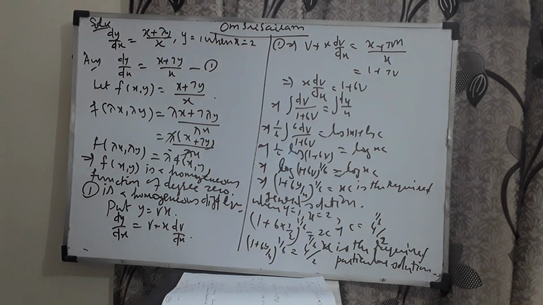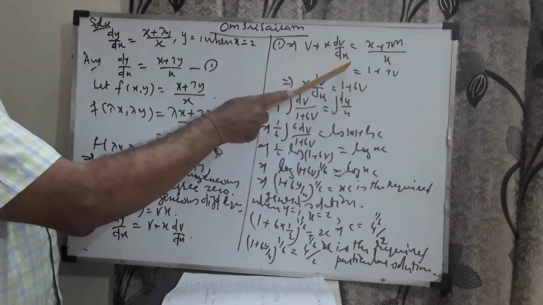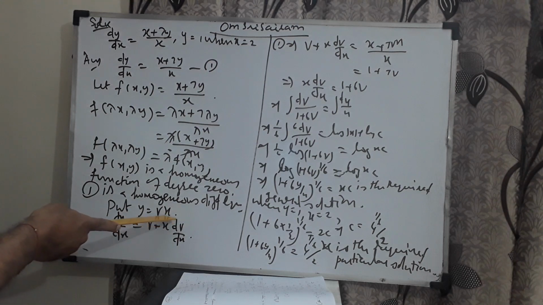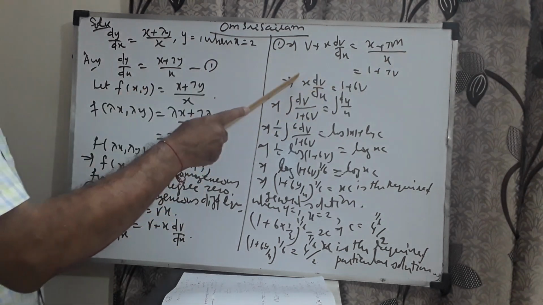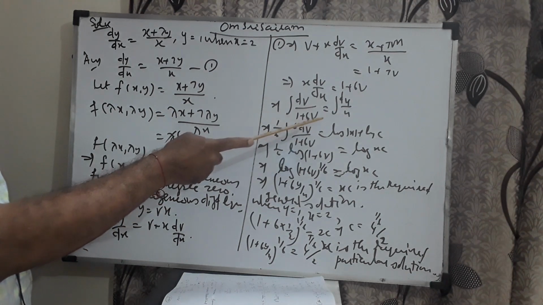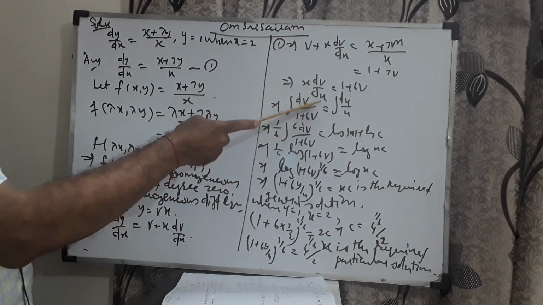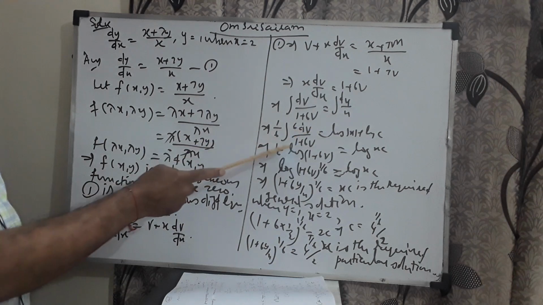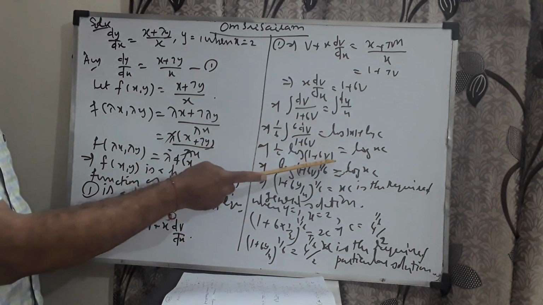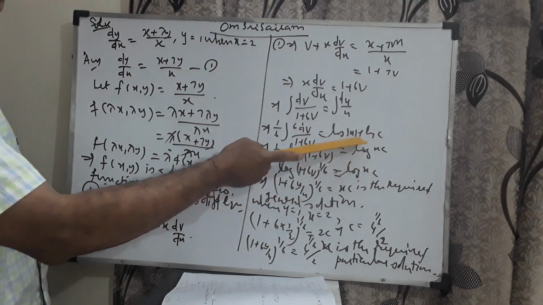That's very, very important. Therefore, equation 1 now becomes v plus x dv by dx equal to x plus 7vx by x. I'm replacing y by vx. X gets cancelled. Take this v to the other side. Bring 1 plus 6v down. Now the derivative of 1 plus 6v is 6 dv. Therefore multiply and divide by 6. This is of the form dt by t. Therefore 1 by 6 log of 1 plus 6v, you can even write modulus if you want, becomes log x.